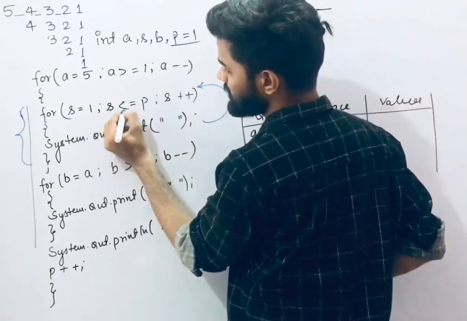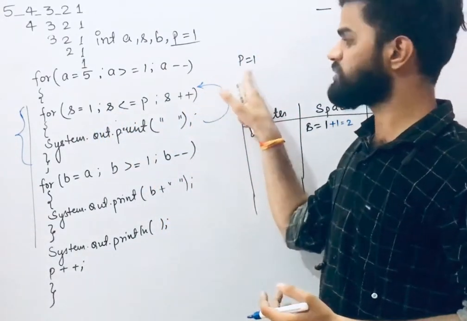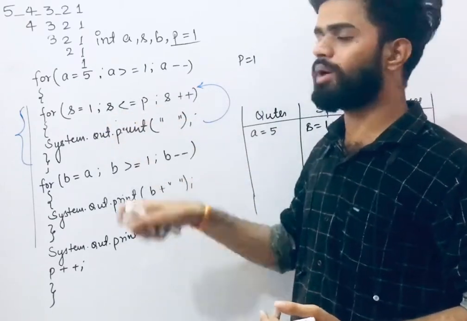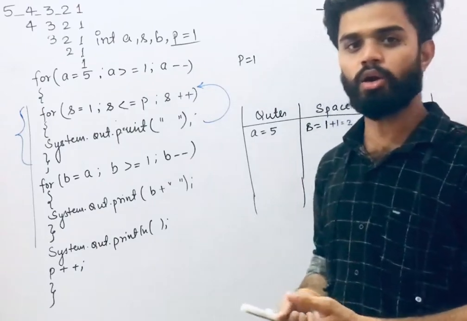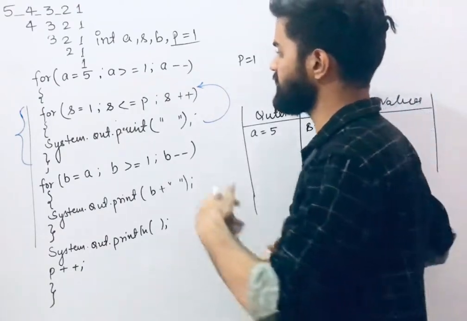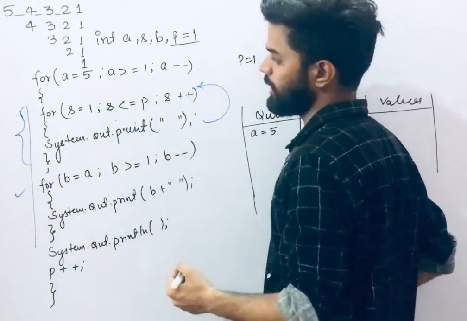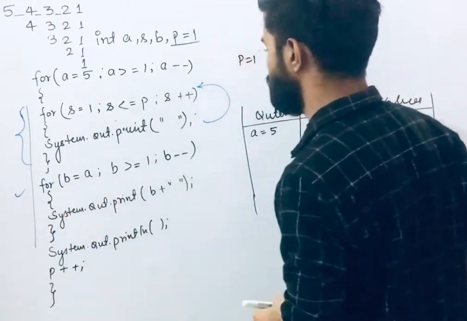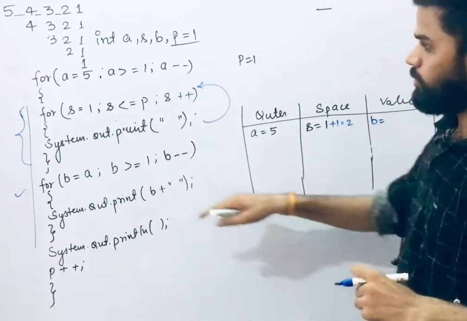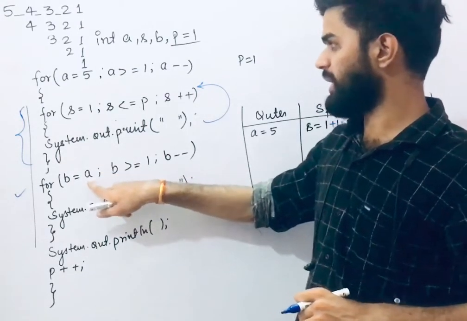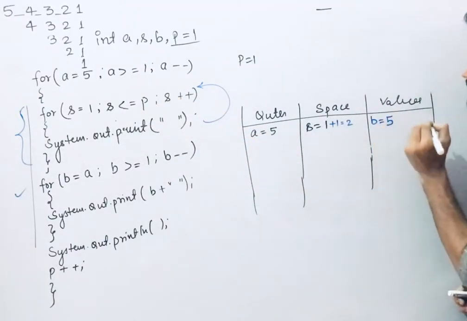Now 2 is less than or equal to p. So what is the value of p? P is 1. So 2 is less than or equal to 1. The condition is false because 2 is not less than 1 and not equal to 1. So if the condition is false, then it comes here, out of this loop. Clear? And now b equals, not 1, it is a. The value of a is 5. So b equals 5.